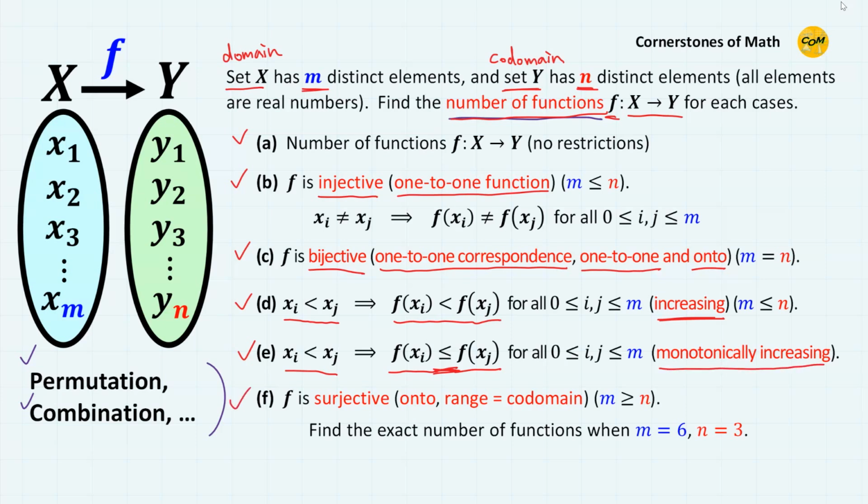Finally, we will consider the case where f is surjective, or an onto function, which means the function where the range f(X) equals the codomain Y. This final case is not easily generalizable, so we will find the exact number of functions only for the special case where m equals 6 and n equals 3.